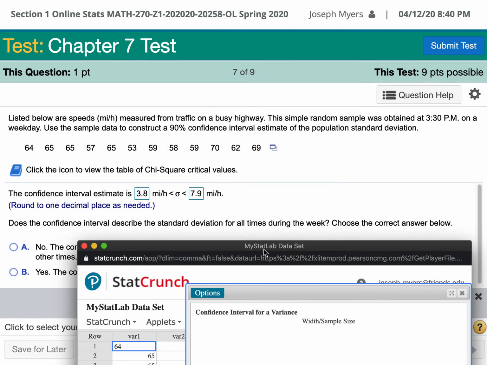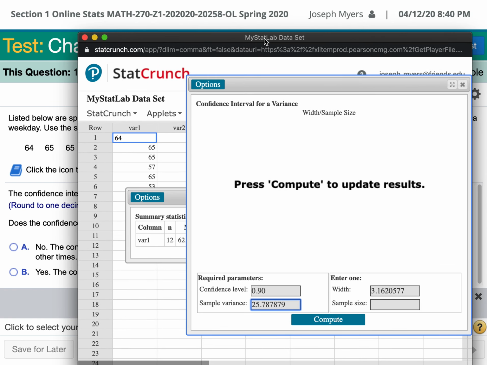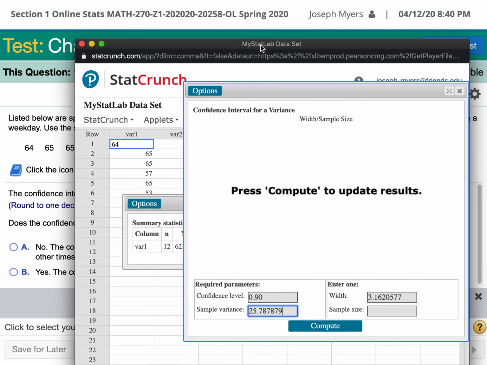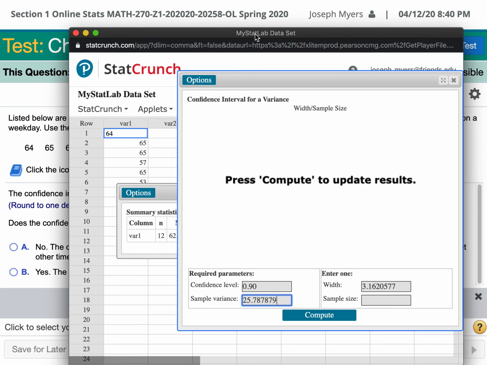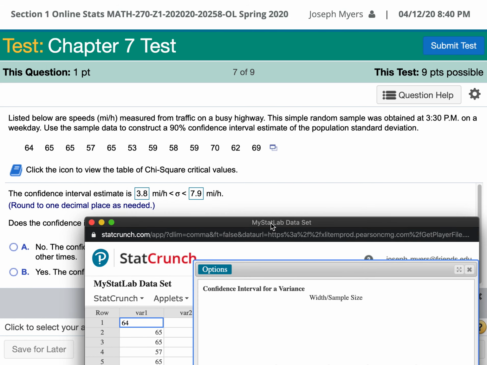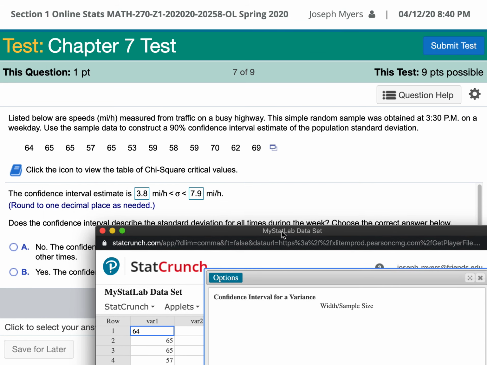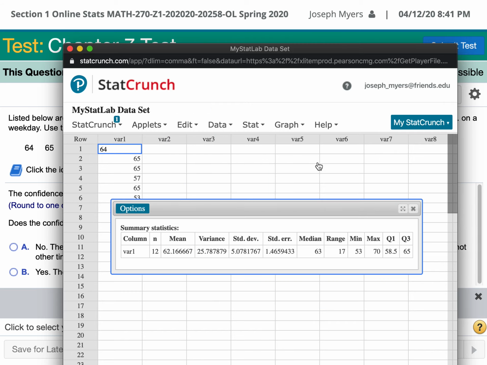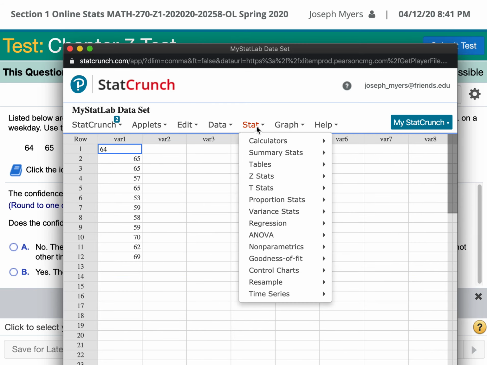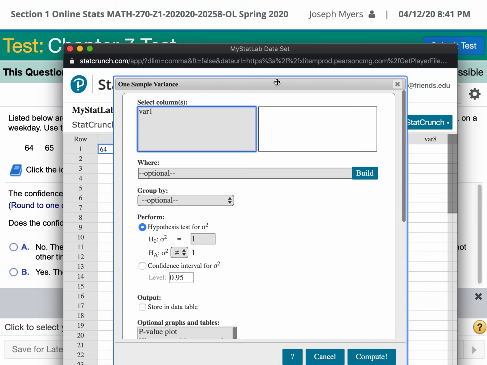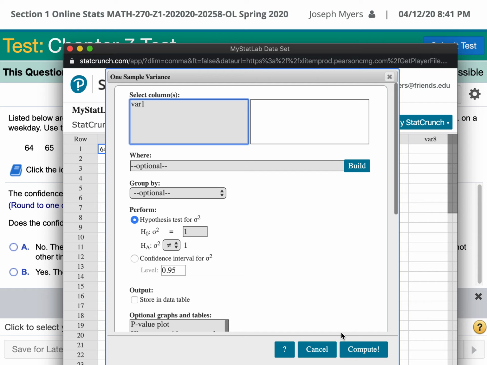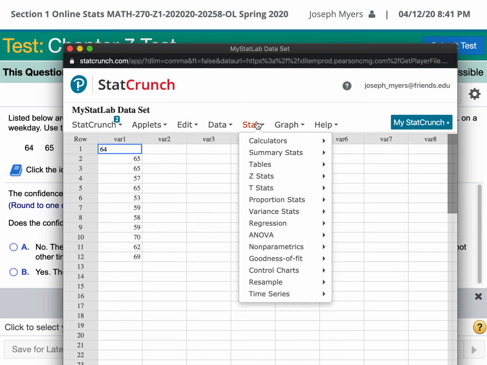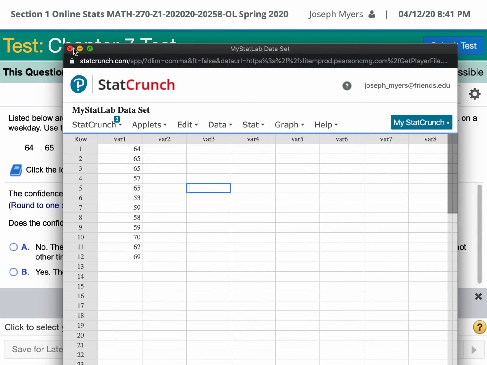Then you're going to enter the sample size. Oh, actually, just a second. You don't actually have to do all of that. I was making it too hard. Okay, so all you really need to do is just this. Let me close this window.